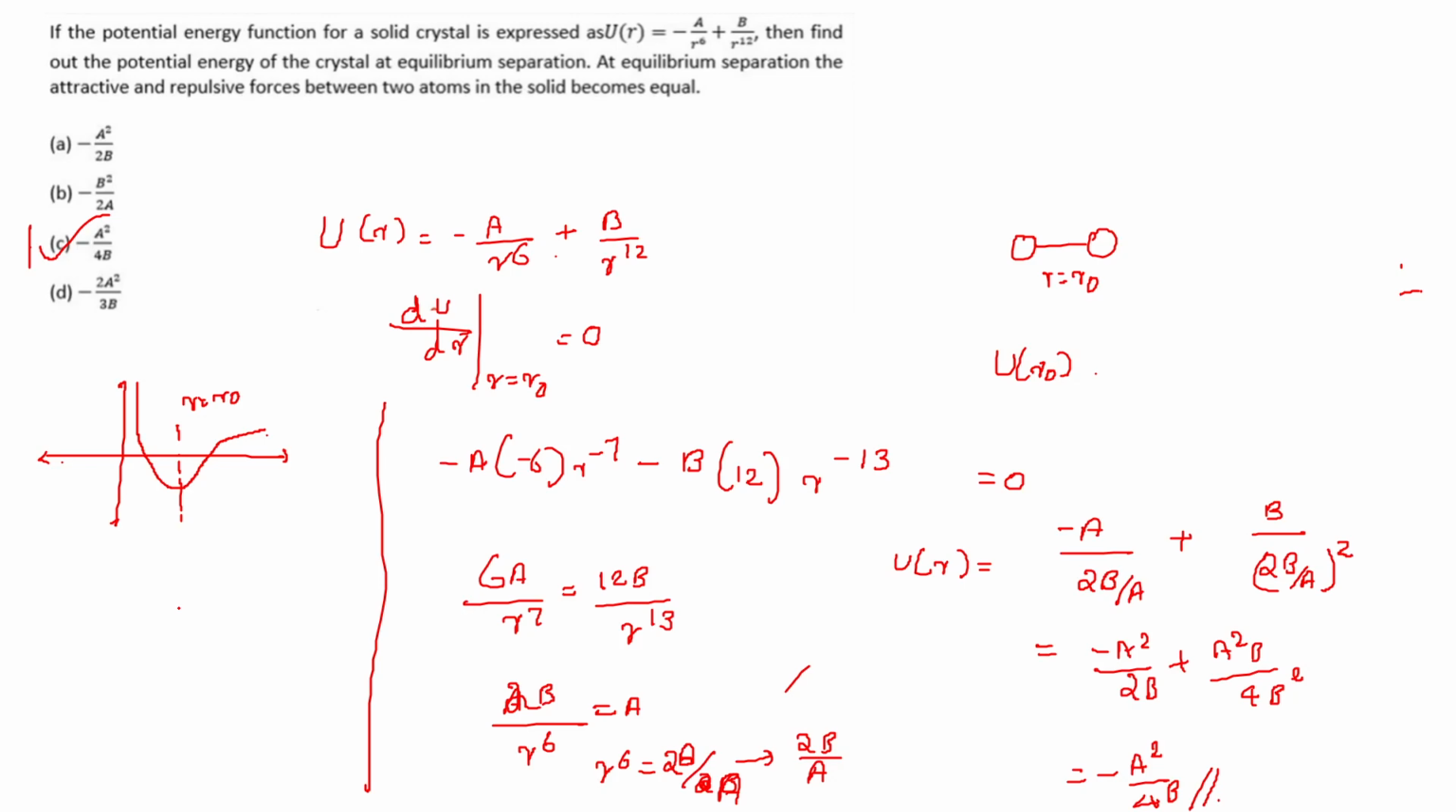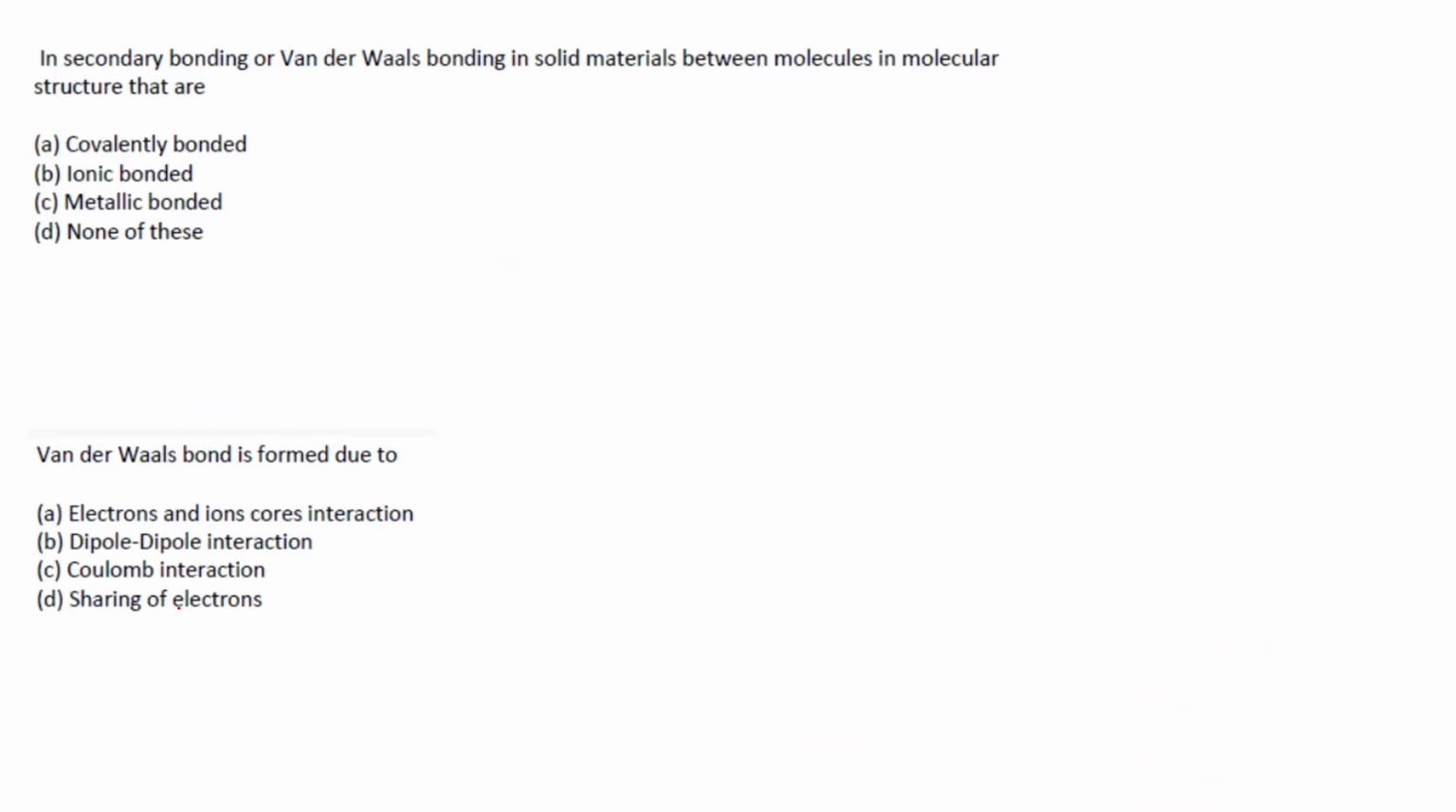Okay, now we will go to the next formula. These are two small theory questions. Secondary bonding or van der Waals bonding in solid material between molecule and molecular structure that are covalent bonded, ionic bonded, metallic bonded, or none of this. So they are asking how the van der Waals bond will be, in which form.